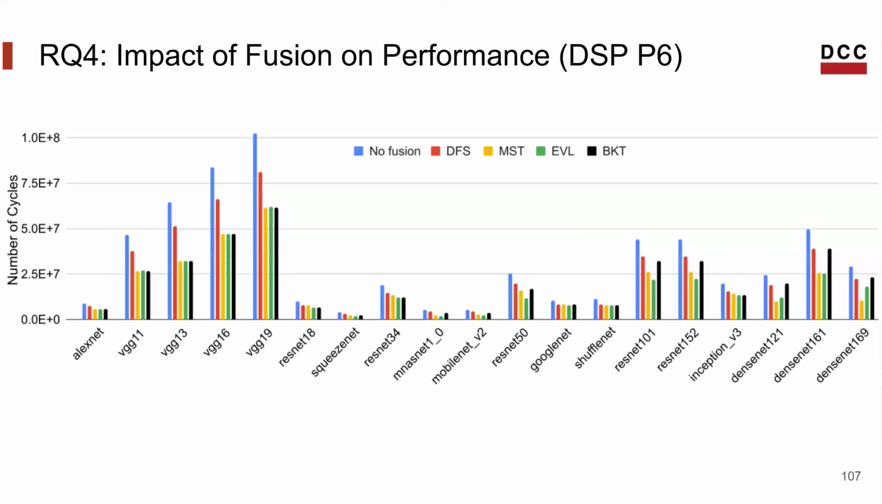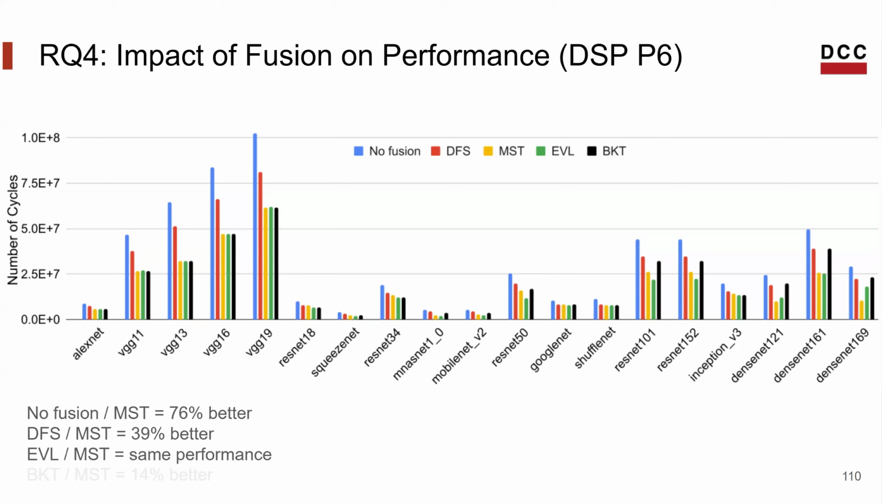When we compare to without fusion, our approach has a reduction in the number of cycles that is comparable to the evolutionary algorithm. In numbers, we were 76% better than no fusion. We were 39% better than DFS. In relation to evolutionary algorithm, we have the same performance. In relation to backtrack, we were 14% better.